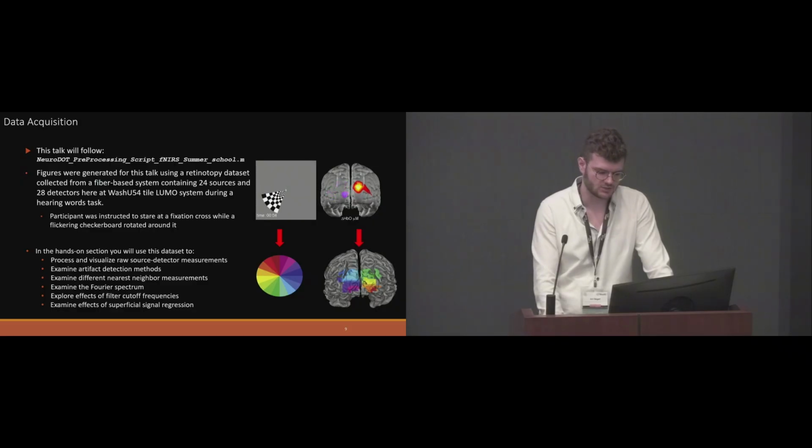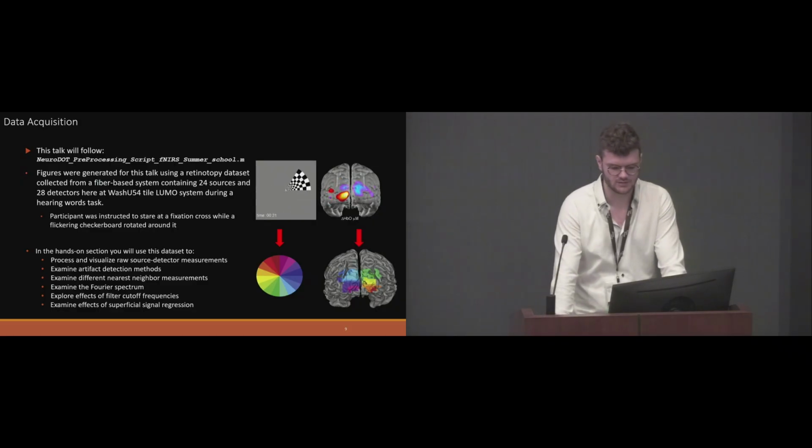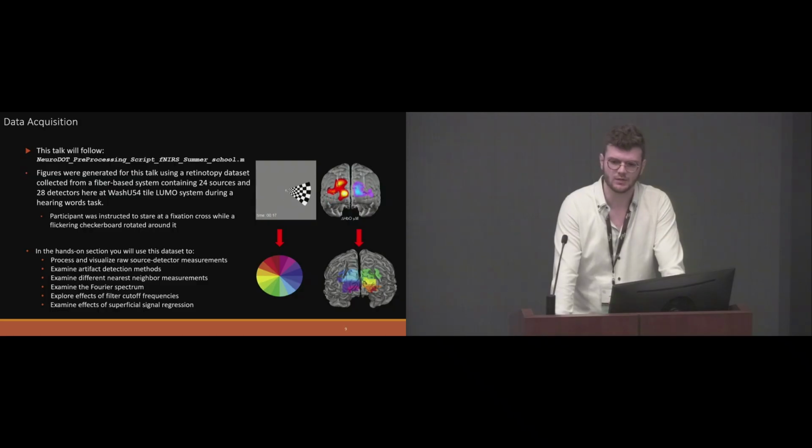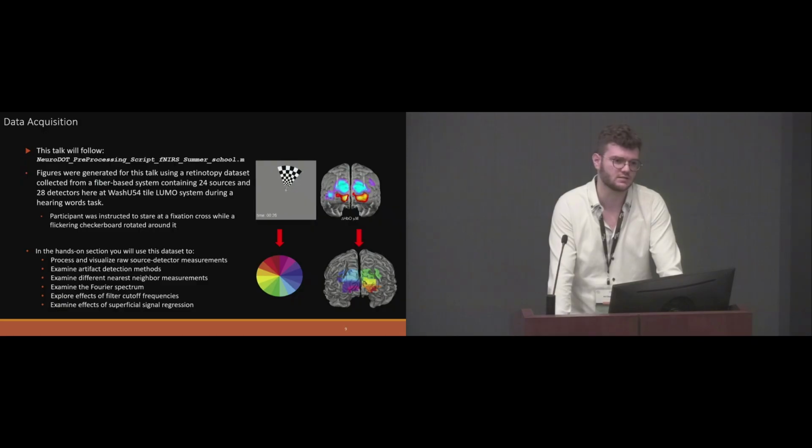In the hands-on section, you are going to process and visualize these raw source detector measurements, examine some artifact detection methods, looking at the nearest neighbor measurements, looking at the Fourier spectrums, some filter cutoff frequencies, and then also examining the effects of superficial signal regression and why that's an important step in our pre-processing pipeline.